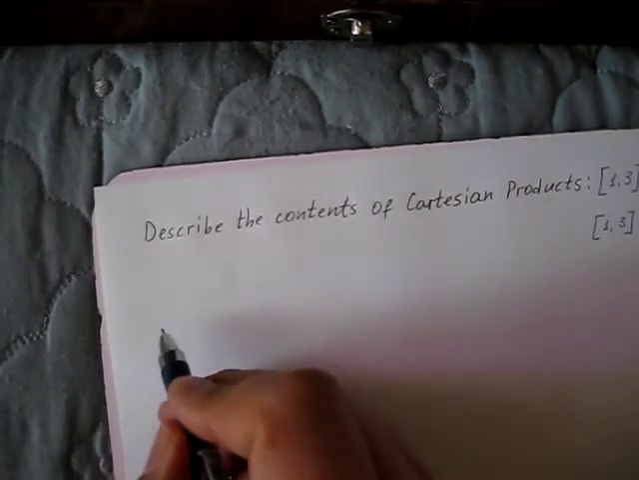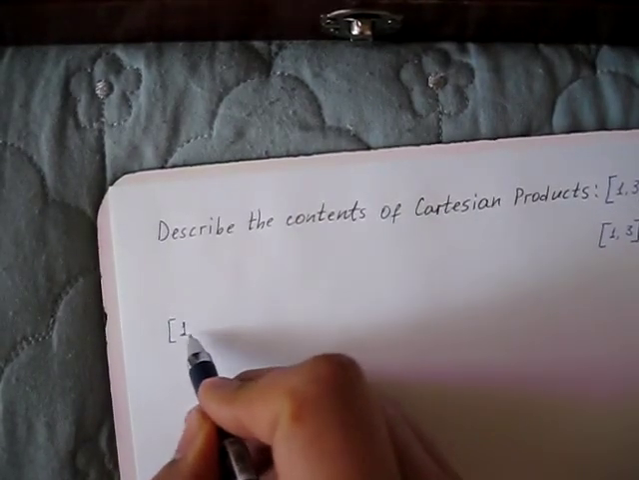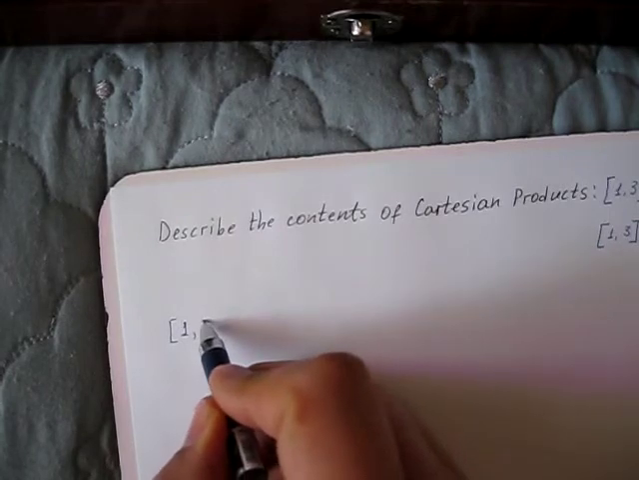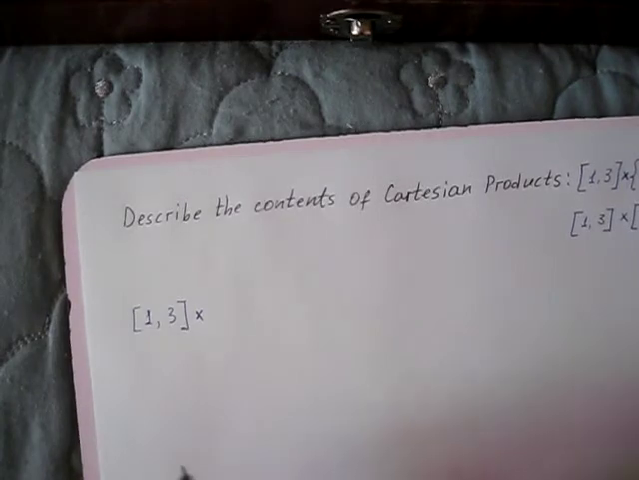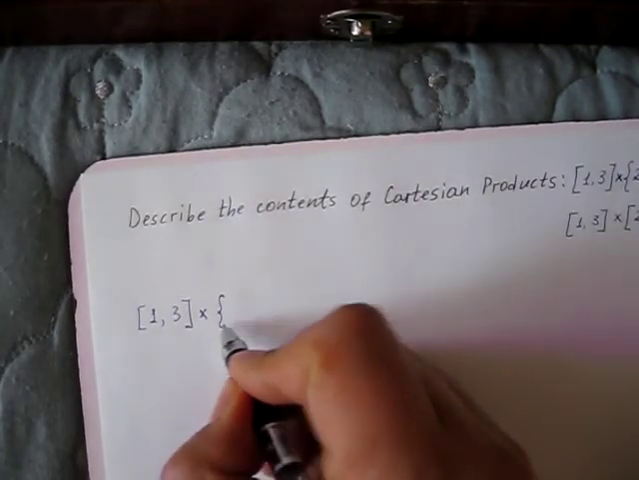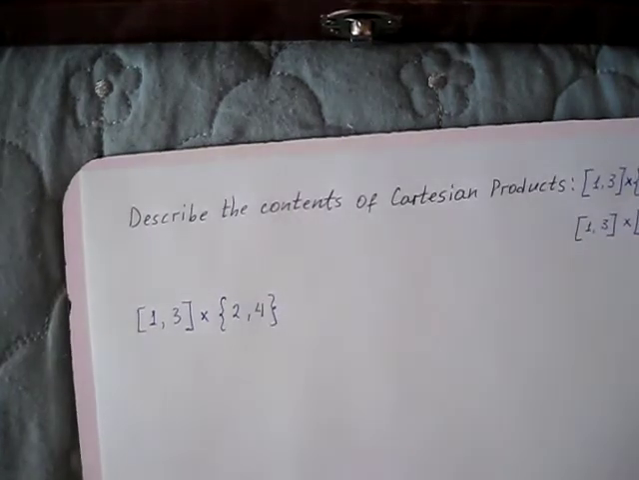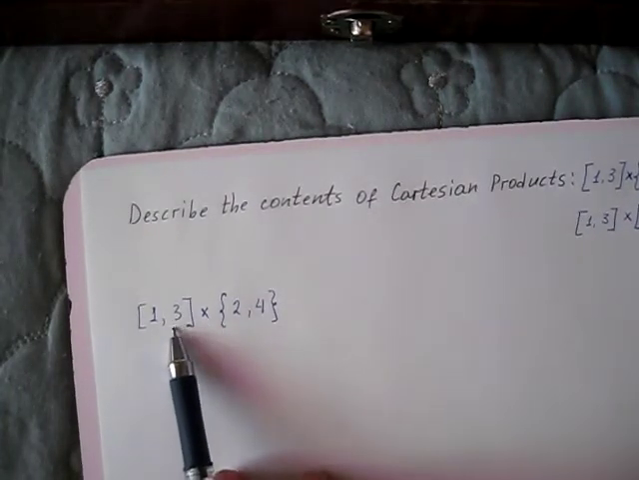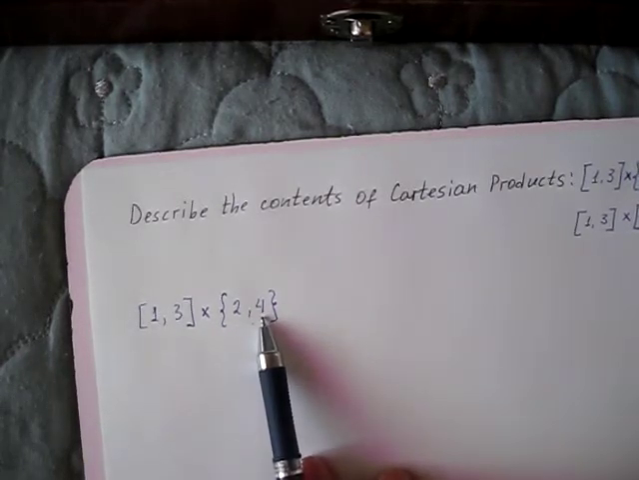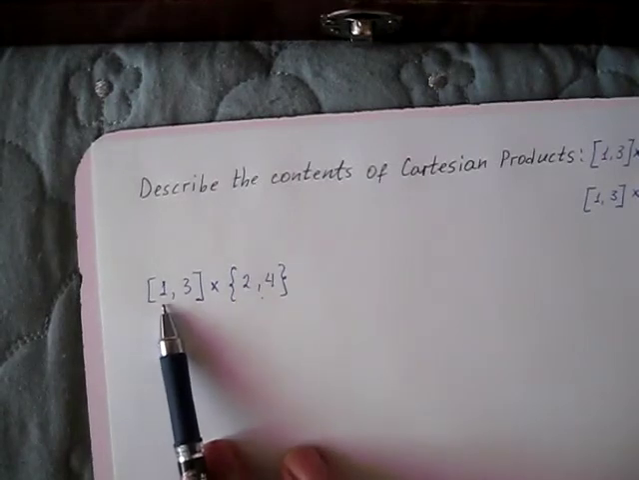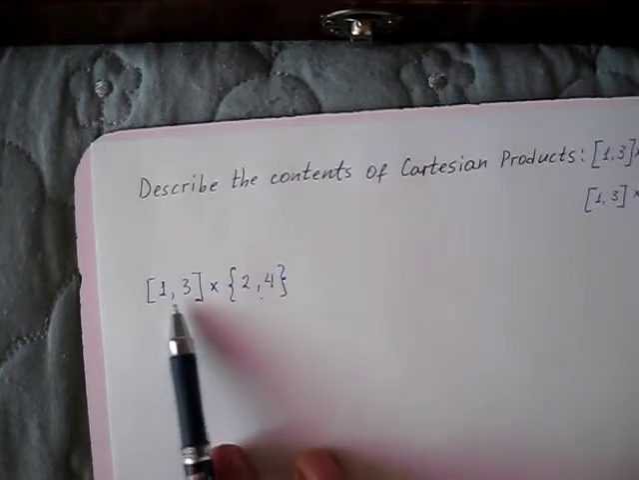Our first question, we have to describe the cross product of the closed interval between 1 and 3 and the set {2, 4}. So here we have an interval and then we have a set, and the set has only two elements. But if you look at the interval, we have infinitely many numbers here.